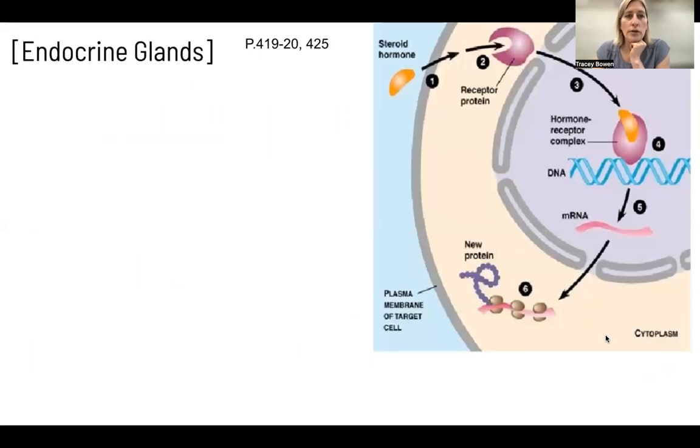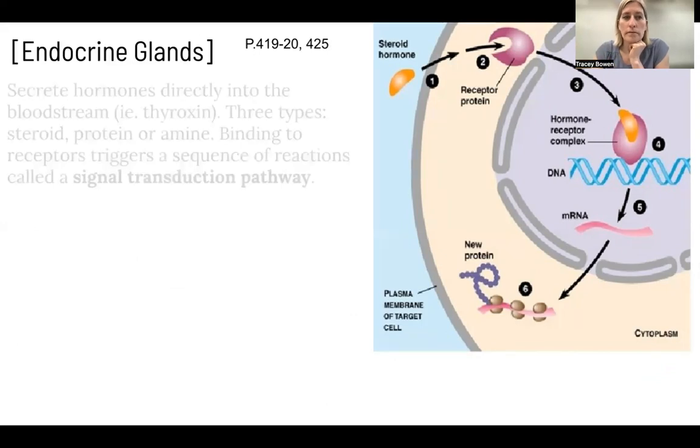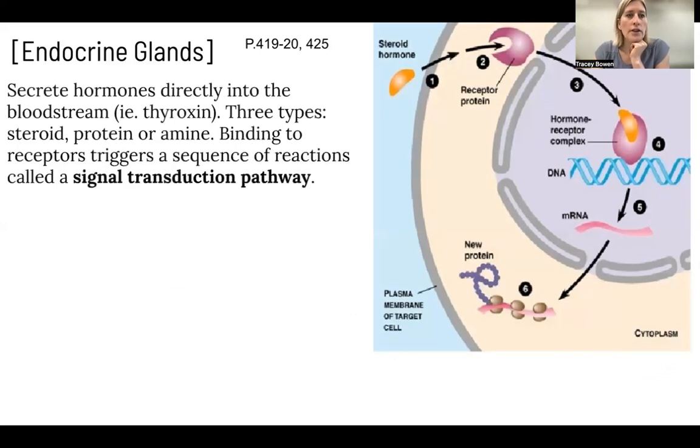So we have endocrine glands. We've already talked about exocrine glands. Those are more related to our digestive system. We saw how our pancreas is both an endocrine gland and an exocrine gland because it's related to juices for digestion, but then also it's an endocrine gland because it's releasing insulin and glucagon. And so endocrine glands secrete hormones directly into the bloodstream. So an example of this would be thyroxine.